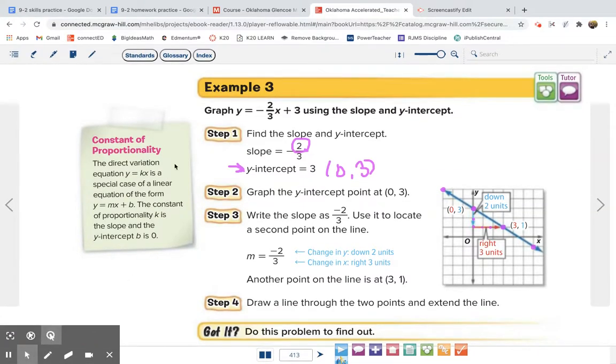So let's try one of these. This one over here, I do like this since we've been talking about constants.